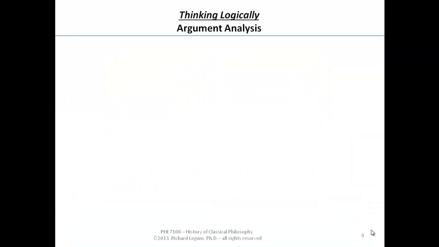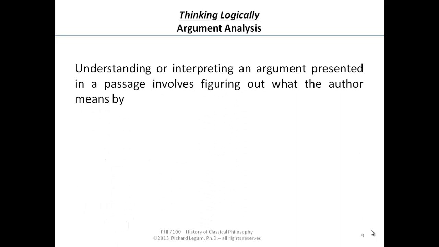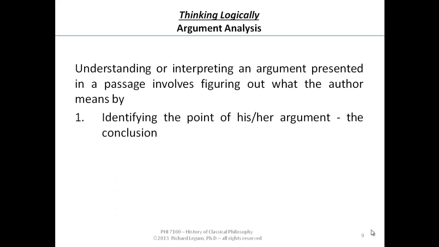Now notice, in identifying the parts of our example argument, we have really moved along on the road to argument analysis. And by analyzing an argument, one of the things we're going to be doing is understanding or interpreting an argument presented in the passage. And this involves figuring out what the author means. How? First of all, by identifying the point of his or her argument, identifying the conclusion.